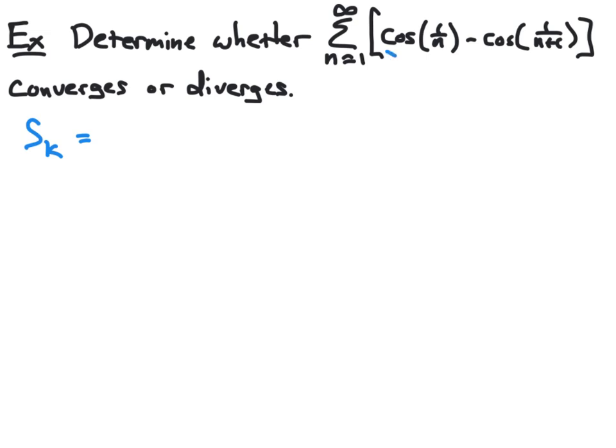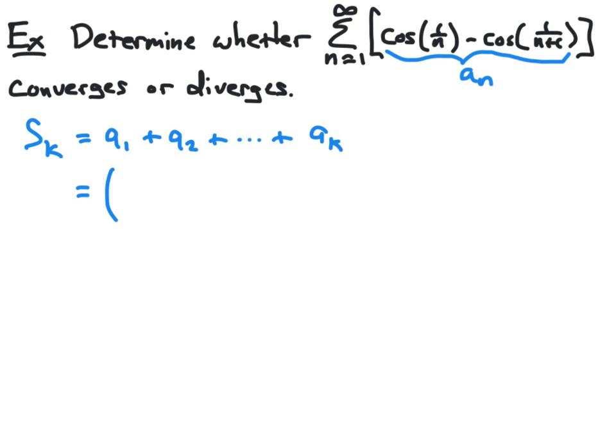In this series, our term a sub n is going to be cosine of 1 over n minus cosine of 1 over n plus 1. And so s sub k is the partial sum of the first k terms of this summation. This will simply be a1 plus a2 all the way up to a sub k. So we're adding the first k terms together, and using our formula for a sub n, we can compute each of these terms.